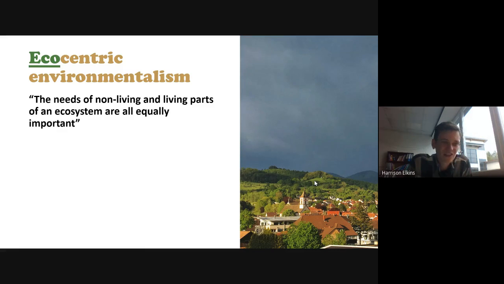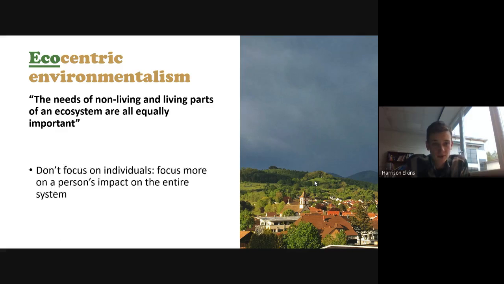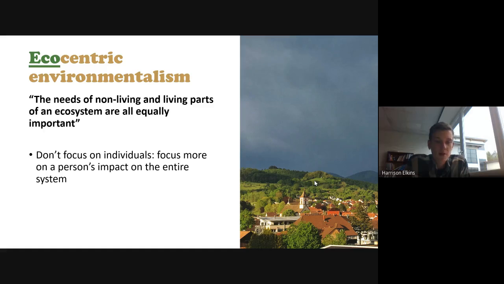Ecocentric, okay, this type of environmentalism is more about the needs of non-living and living parts of an ecosystem and how they're all equally important. So this wants to focus more on a person's impact on the entire system. For instance, in climate change, we deal with the composition of the atmosphere and whether our temperatures are getting warmer. Temperature is non-living, an abiotic factor, but it is having an impact on all the living things as well. So we do want to focus on the whole.